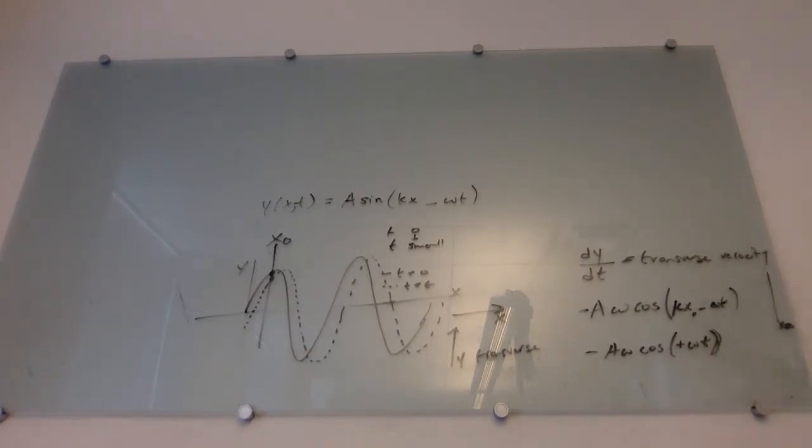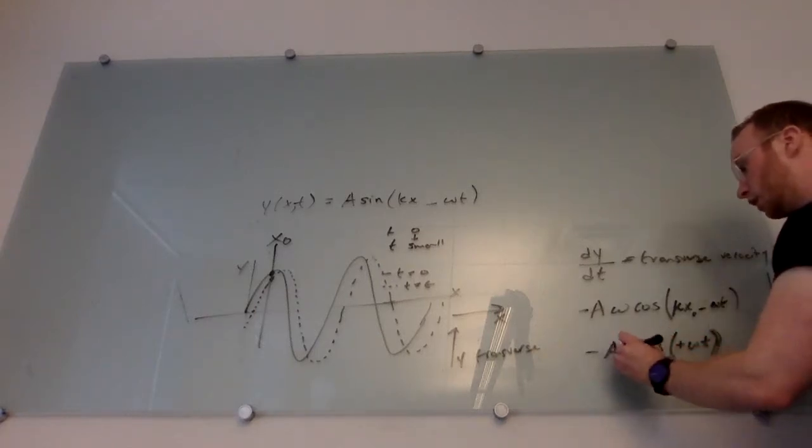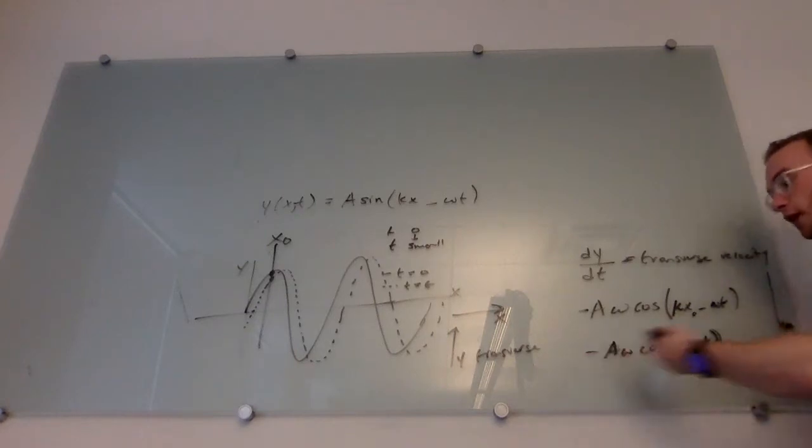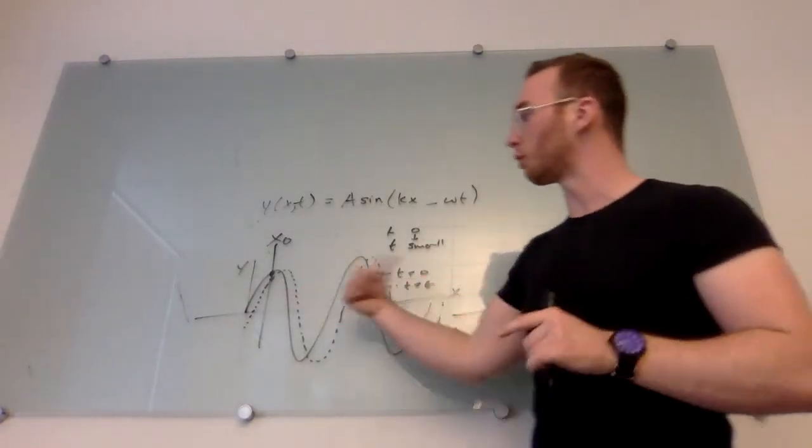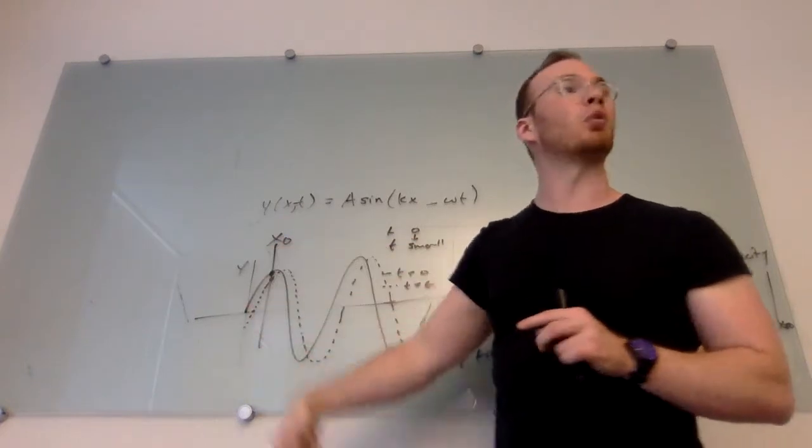Sine is not an even function. Sine of a negative number is negative sine of that number. Anyway, just a fun little thing. So then you get a negative at x equals 0 and at t equals 0. You get a negative velocity, which makes sense because if the wave is moving to the right, the points are going downward at the beginning.